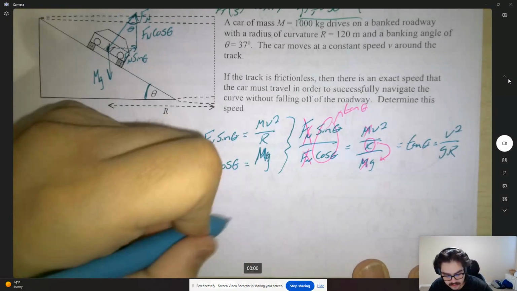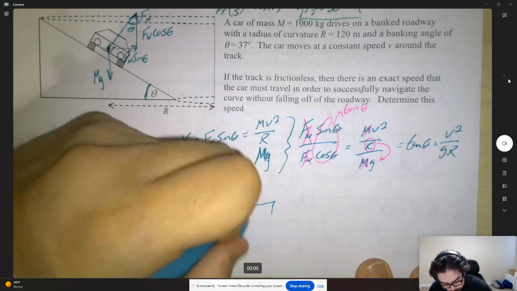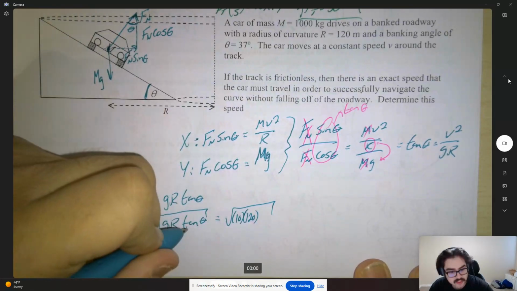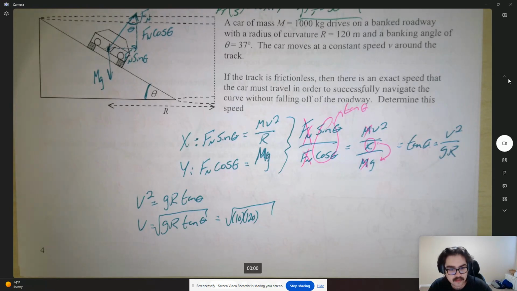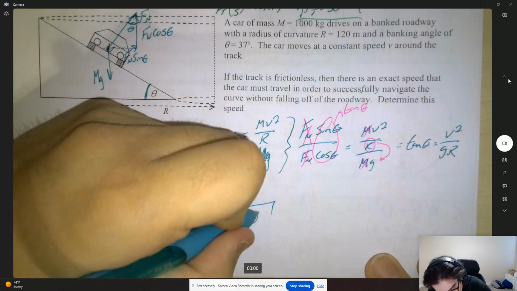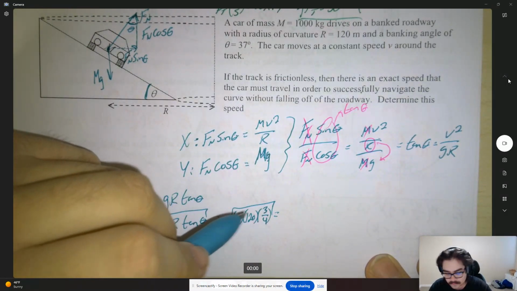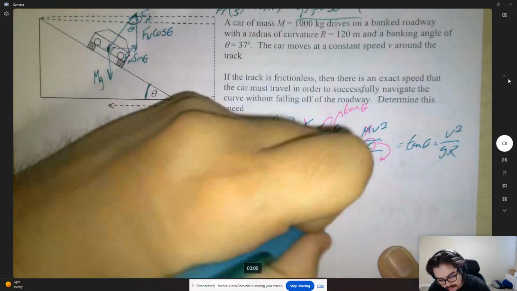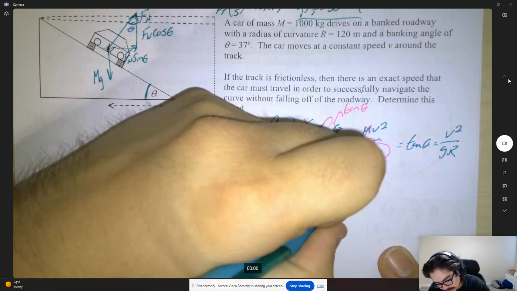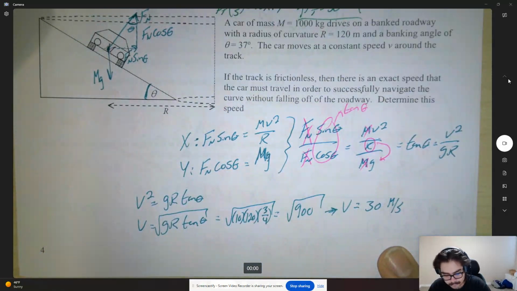And then I just got to plug everything in. So I'm going to do that really quickly. Root, g is 10, r is 120, and theta is 37. If you think back to the last problem we did, tangent of 37 degrees is going to be 3/4. When I multiply all this together, I should end up getting root 900, and root of 900 is going to be 30.